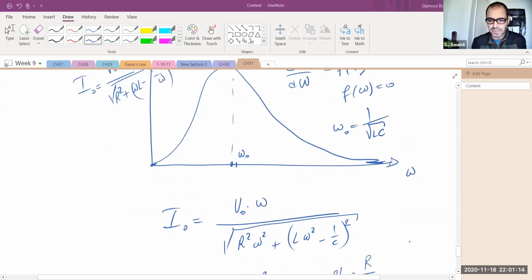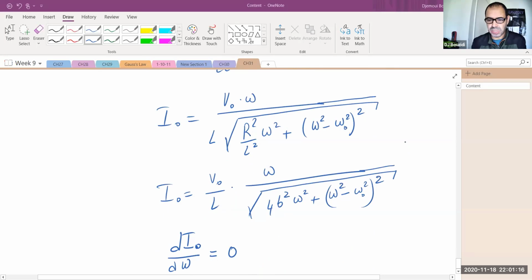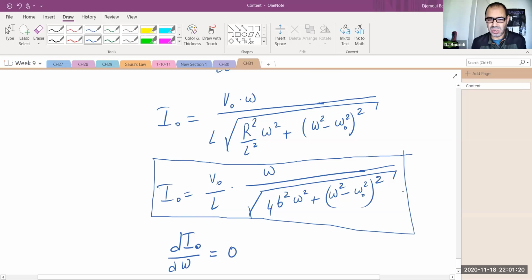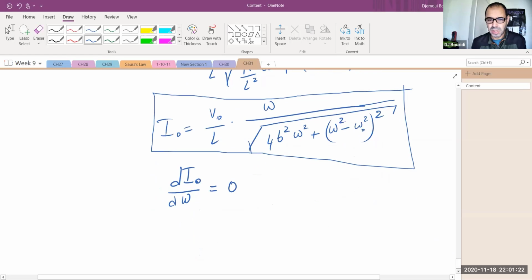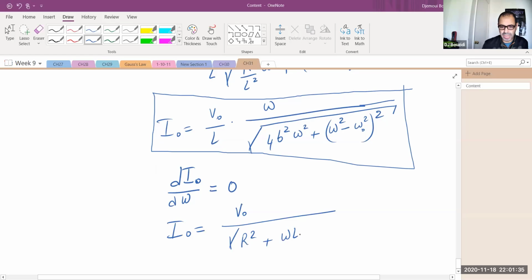Let me give it to you guys to give you time to copy it. The last expression is this one, but I can also give you the starting expression, because this one has additional symbols that we used. But let me give you the initial one that we started with. So I naught is equal to V naught divided by the square root of R squared plus omega L minus 1 over omega C, squared.